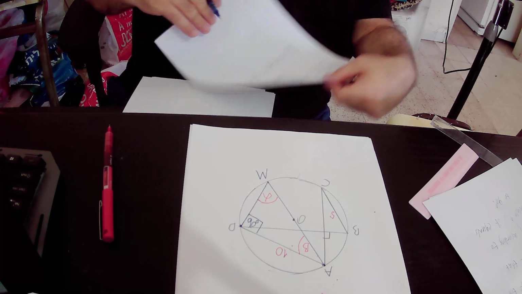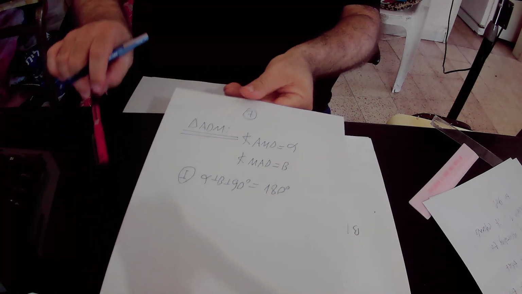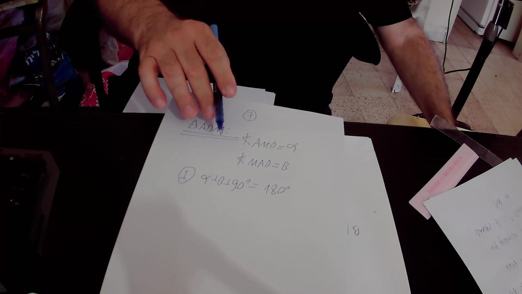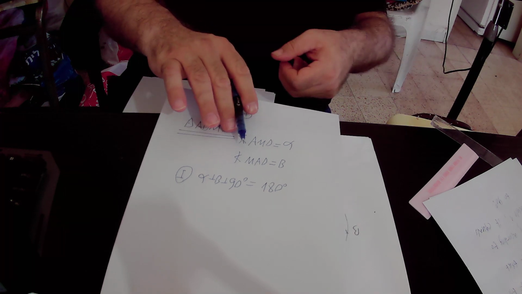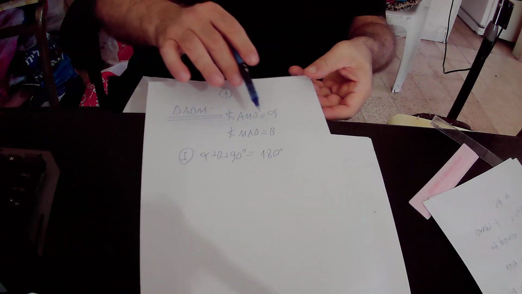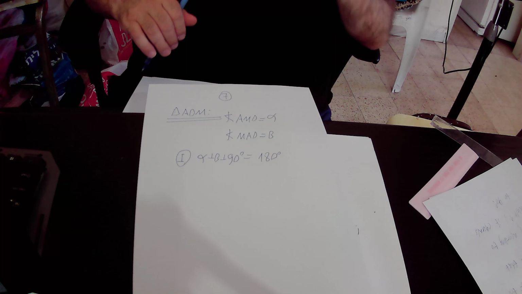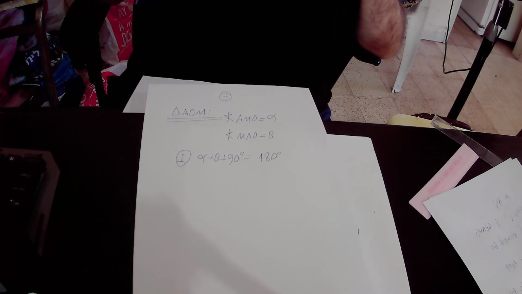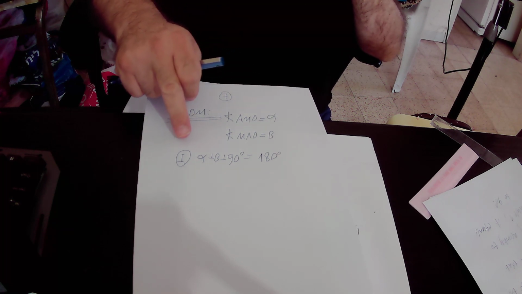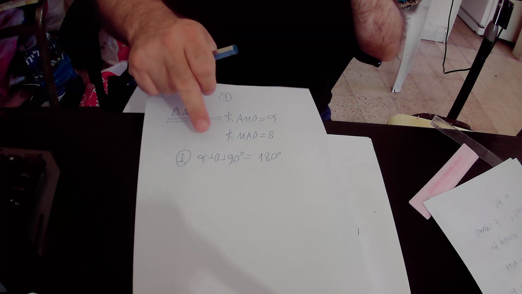So our first equation states that alpha plus beta plus 90 degrees, that is the sum of the angles in the right triangle ADM, equals to 180 degrees, and it is true for any triangle. For any triangle in the world, the sum of its angles equals to 180 degrees, especially in the right triangle ADM. Now we will subtract 90 degrees from equation number 1.